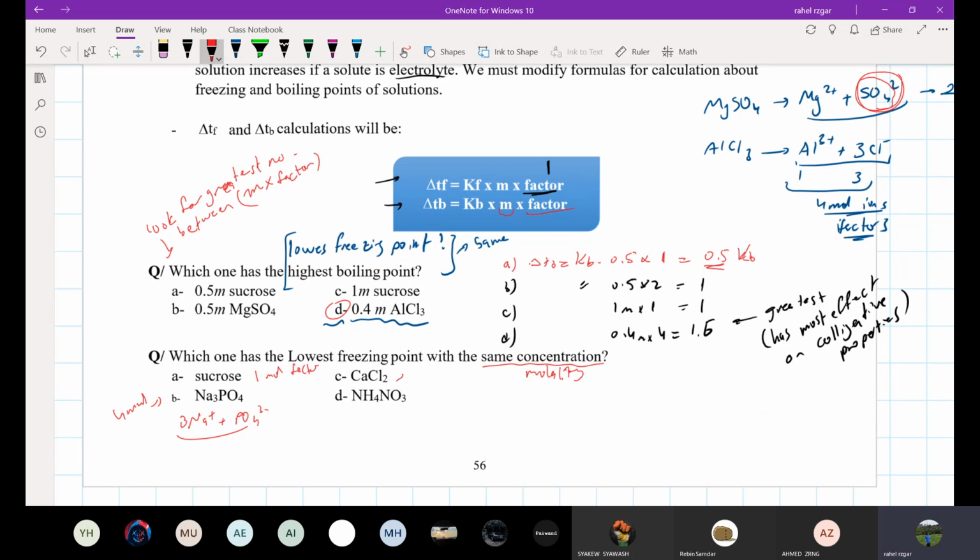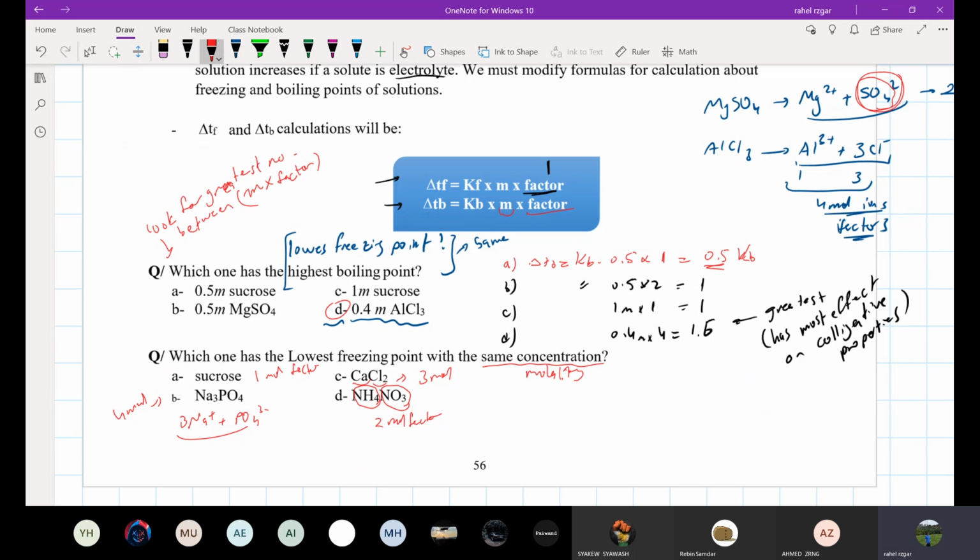What about C? 1Ca and 2 Cl, it's 3 moles. What about NH4NO3? Everyone, pay attention. NH4 together is 1 unit. It's not 4NH. It is 1 NH4 together. This one is also 1 NO3, 1 unit. So it is a 2 mole factor.